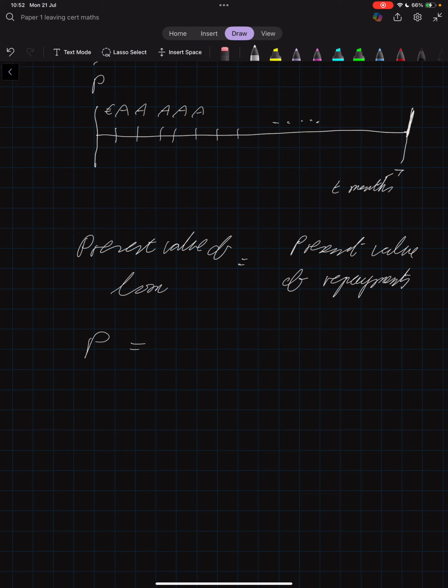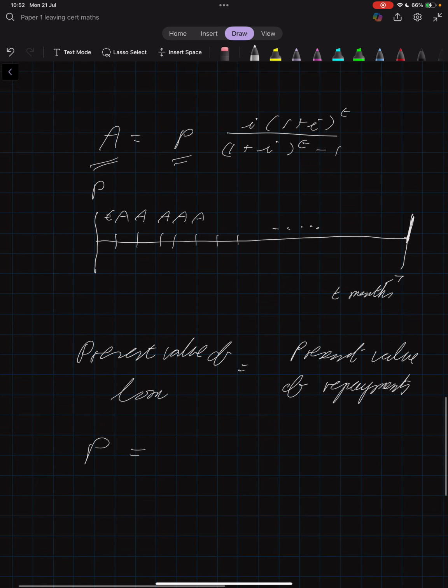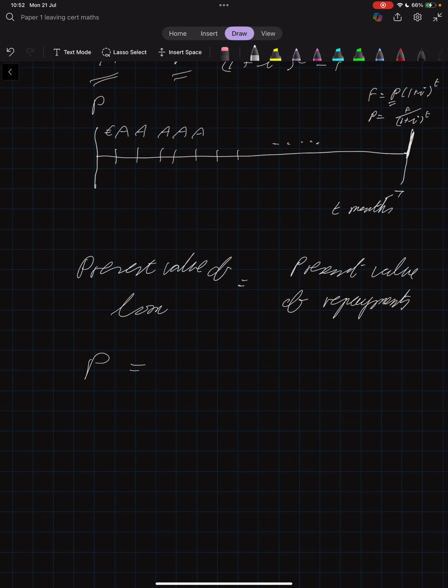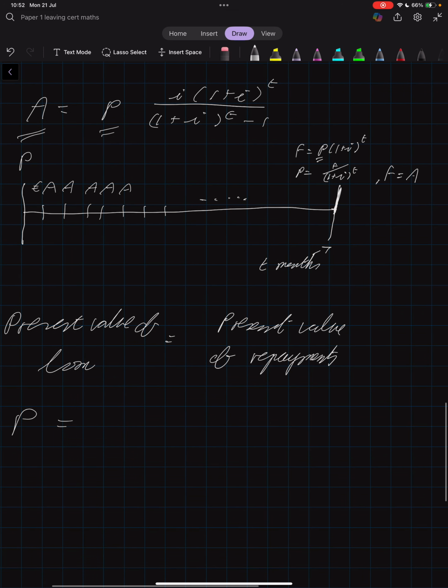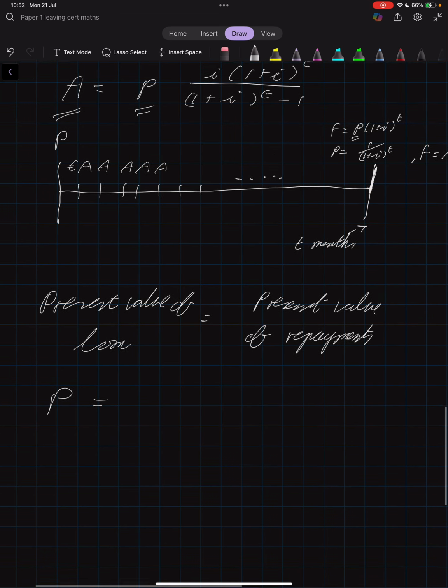All right. So the present value of the repayments, what does that mean? So again, remember, future value is equal to present value times 1 plus i to the power of t. I'm looking for the present value. So the present value is equal to the future value divided by 1 plus i to the power of t. So in this case, the present value of the repayments. So remember, F in this case is equal to A, because F is what you're actually paying. So in the future, it's worth A. Grand. But you're dividing it by 1 plus i to the power of t.